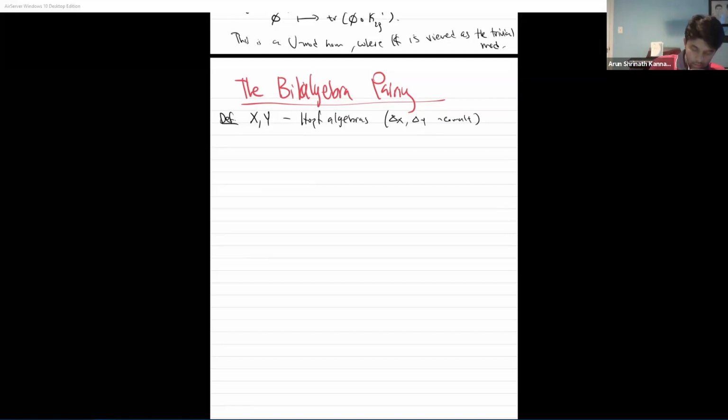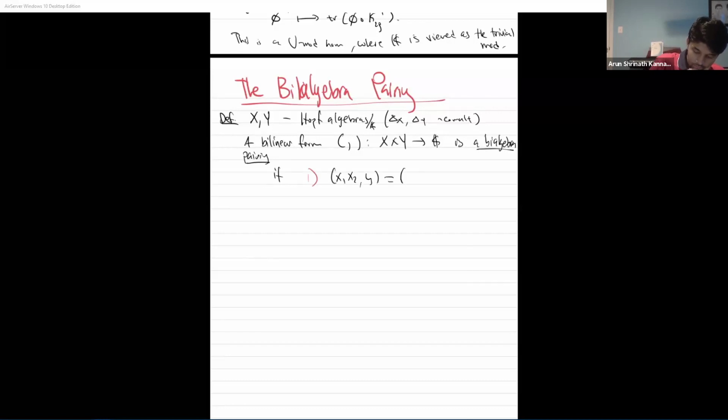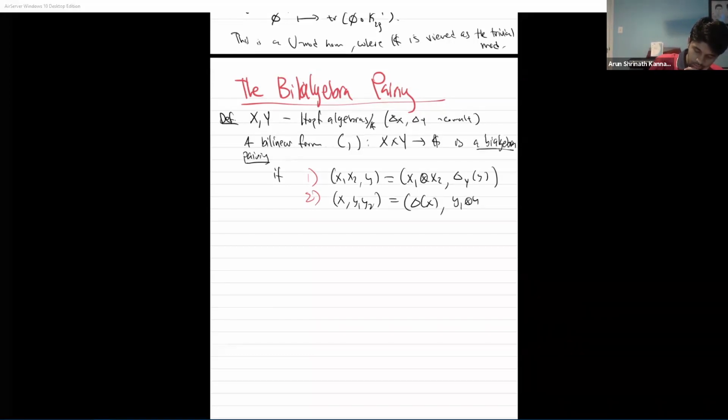Respectively, and a bilinear form from X cross Y to your field, so let's say Hopf algebras over K, is a bialgebra pairing if one, x1 x2 comma y is equal to x1 tensor x2 comma delta of y, and two, the same condition on the other side, x comma y1 y2 is equal to delta of x comma y1 tensor y2.